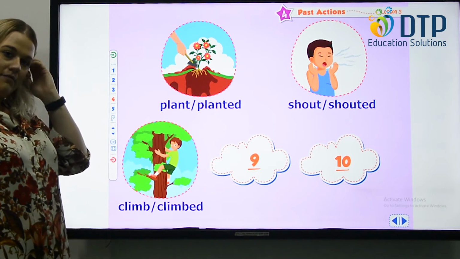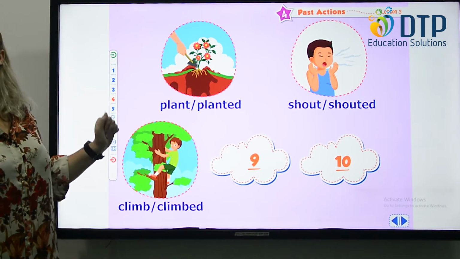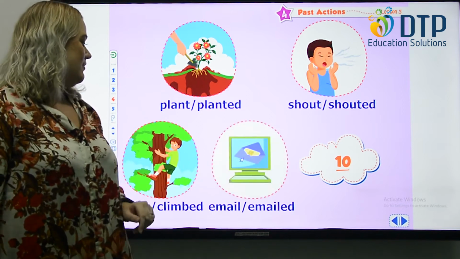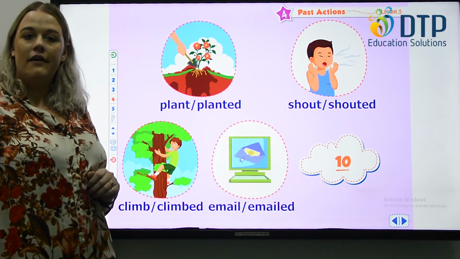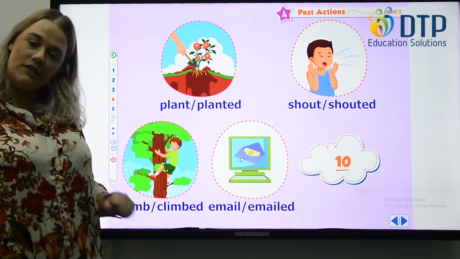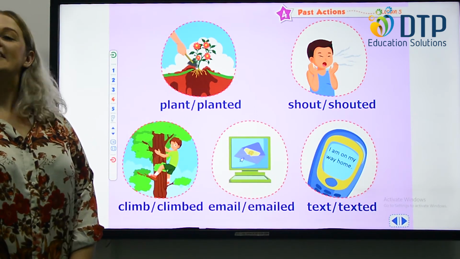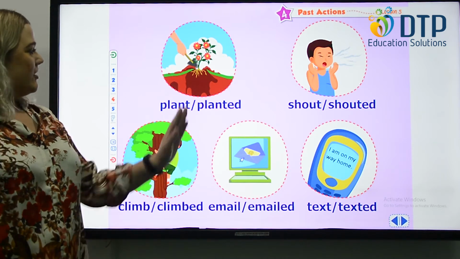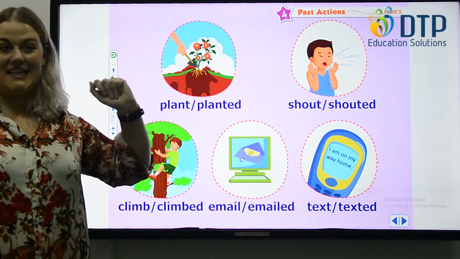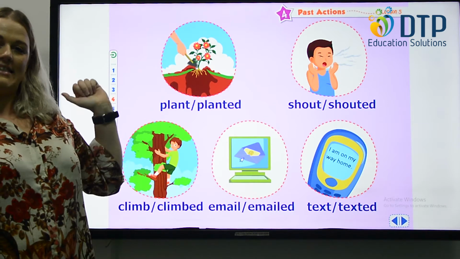Climb, climbed. Email, emailed. Text, texted. So for all of these verbs, we can add ed to them to make them past tense.